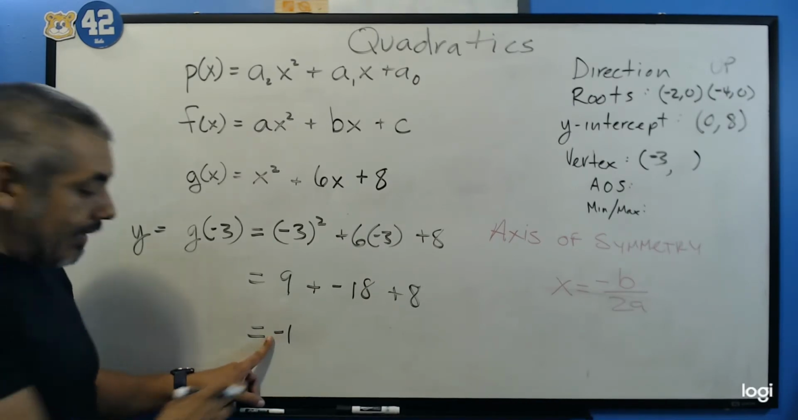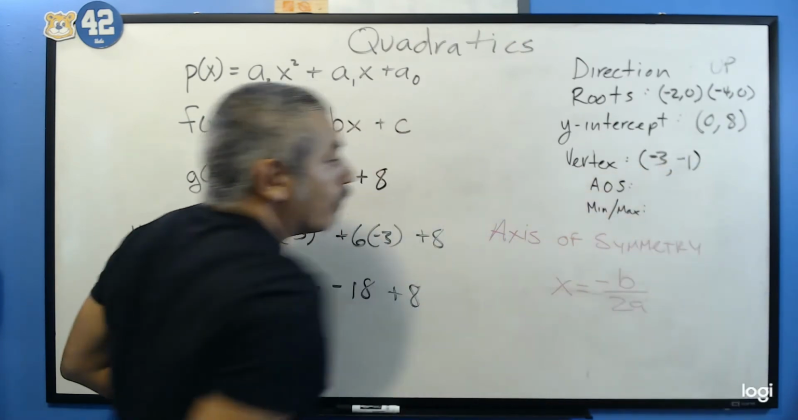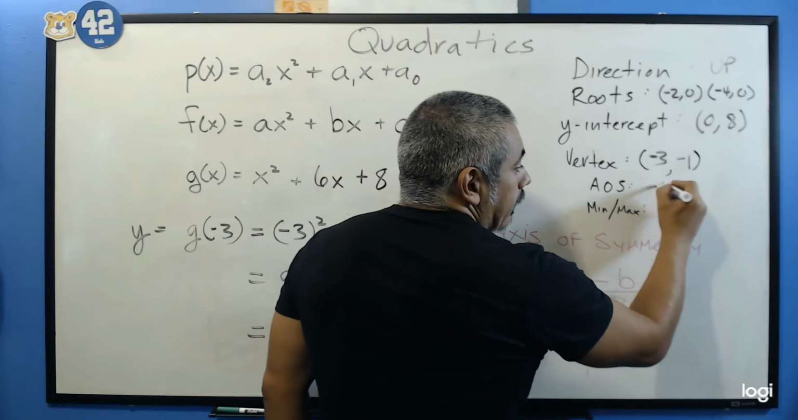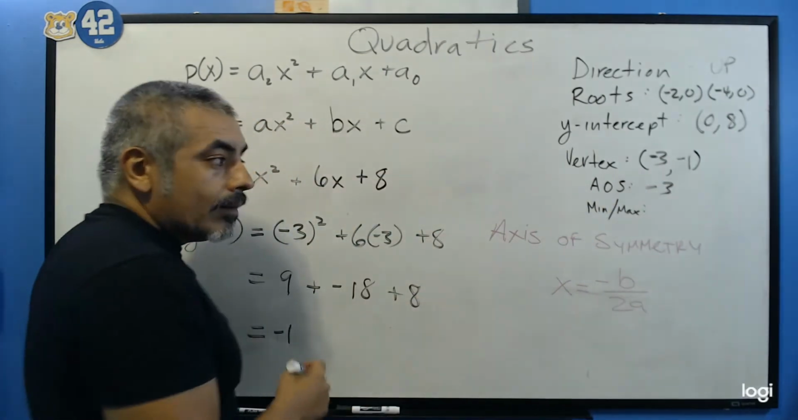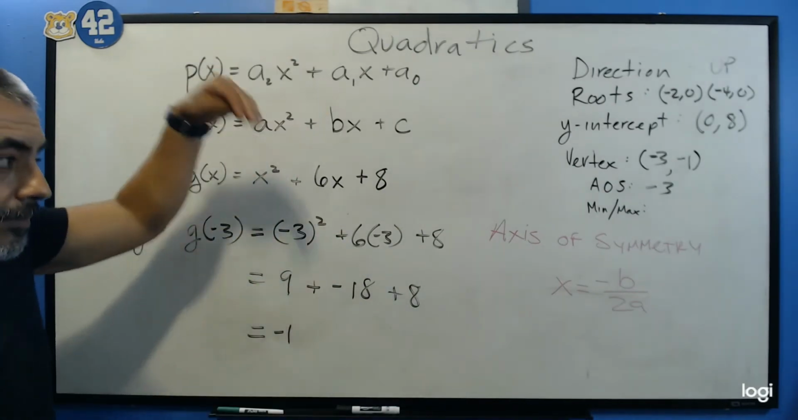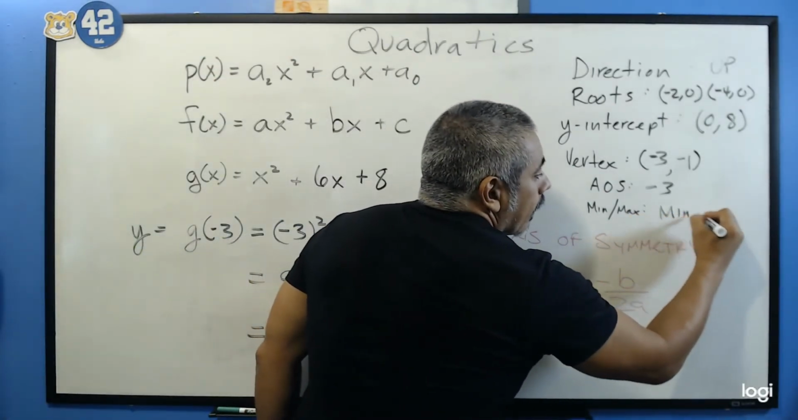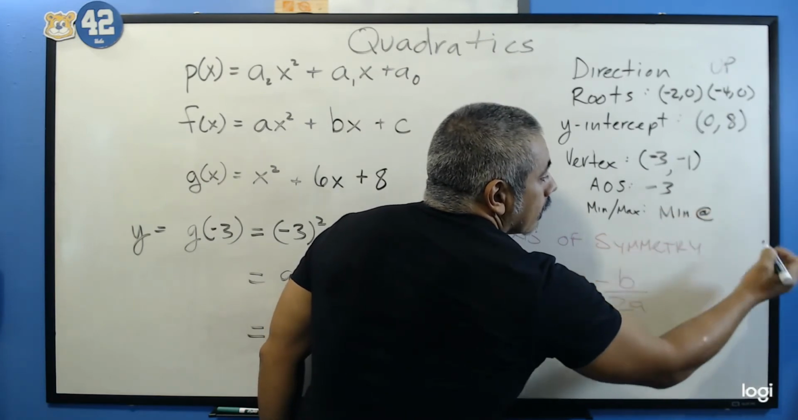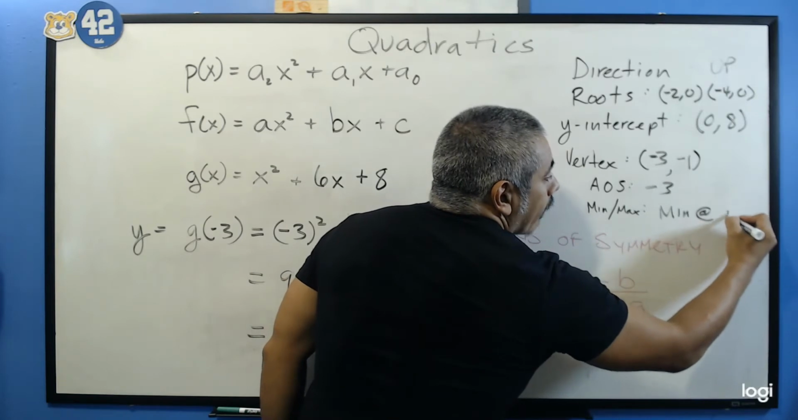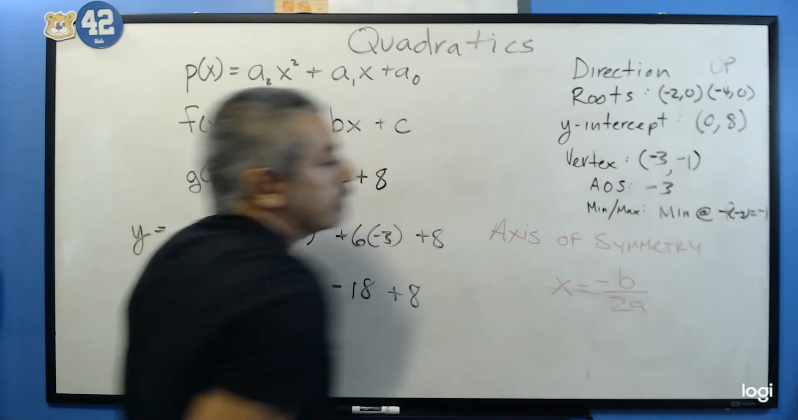That means that this y value corresponds to the y value of our vertex. So in this case, our axis of symmetry is negative 3. And our minimum or maximum value, which in this case we know since it's facing up, is going to be a minimum value. So we can say min at y or f of negative 3 equals negative 1. And we'll write it all out right now.